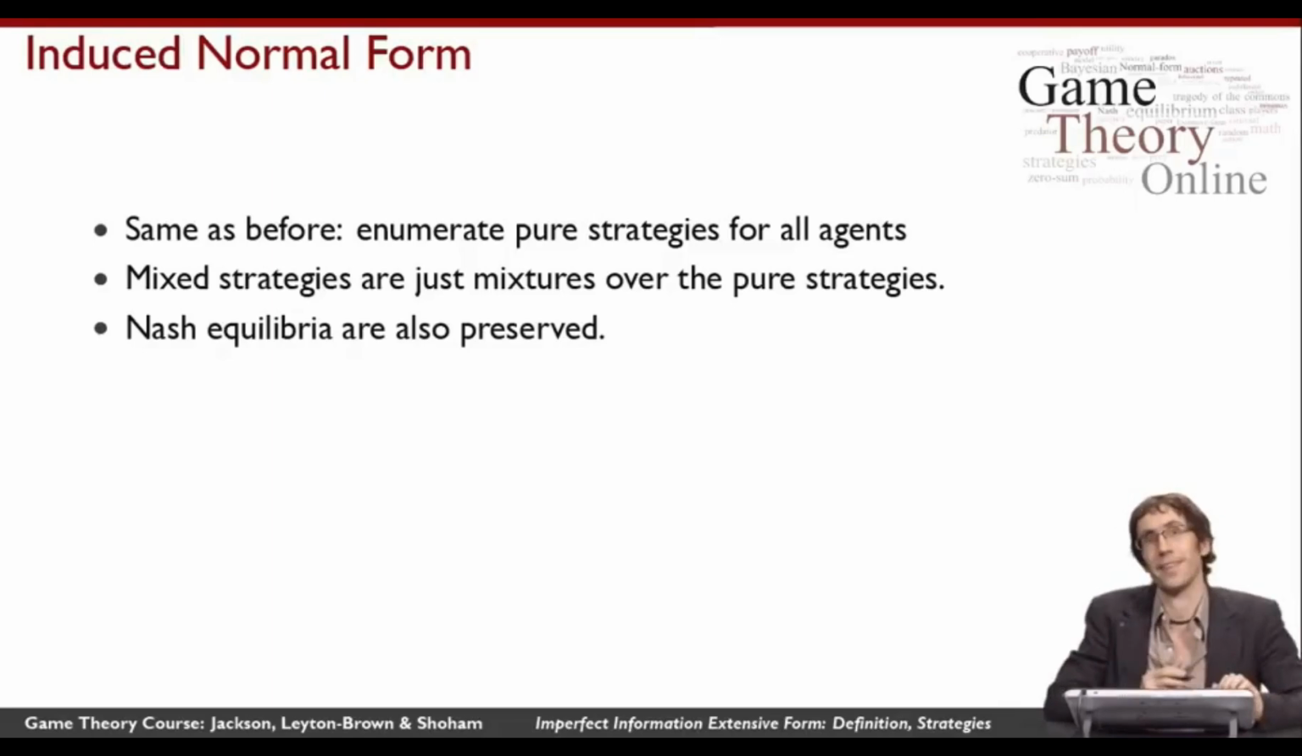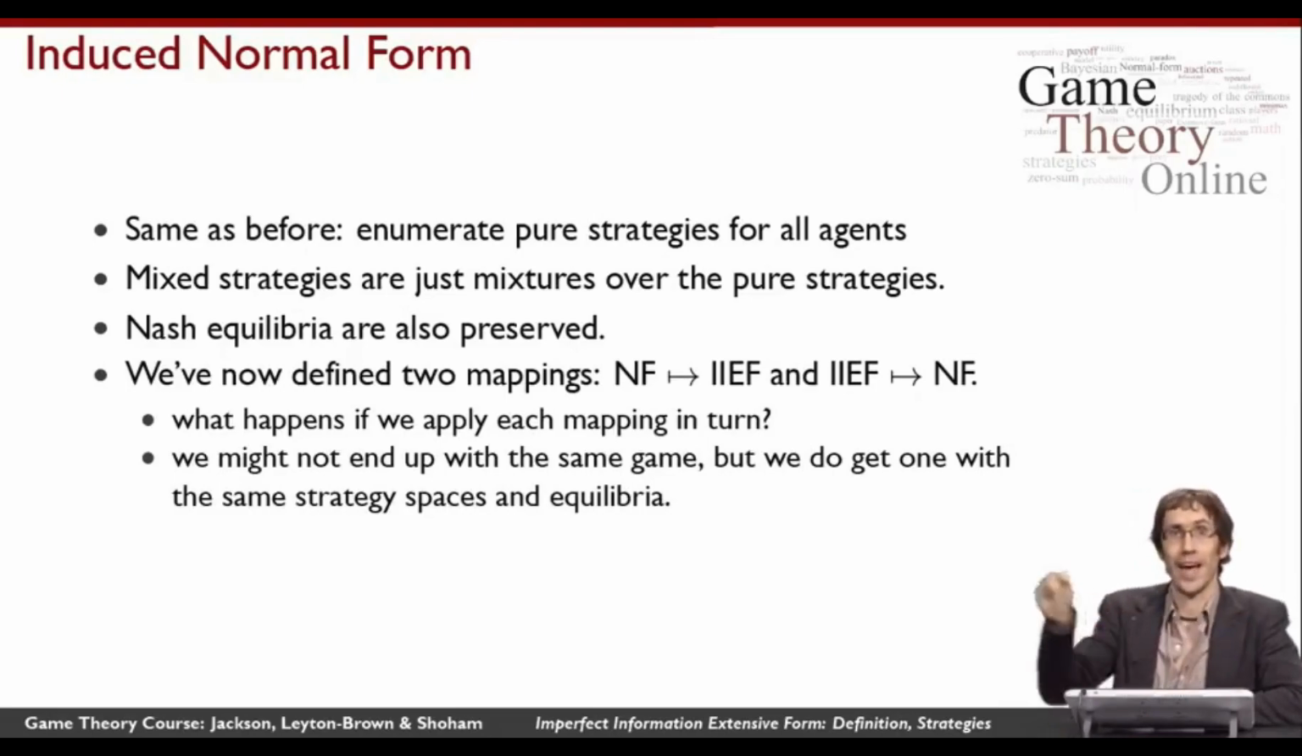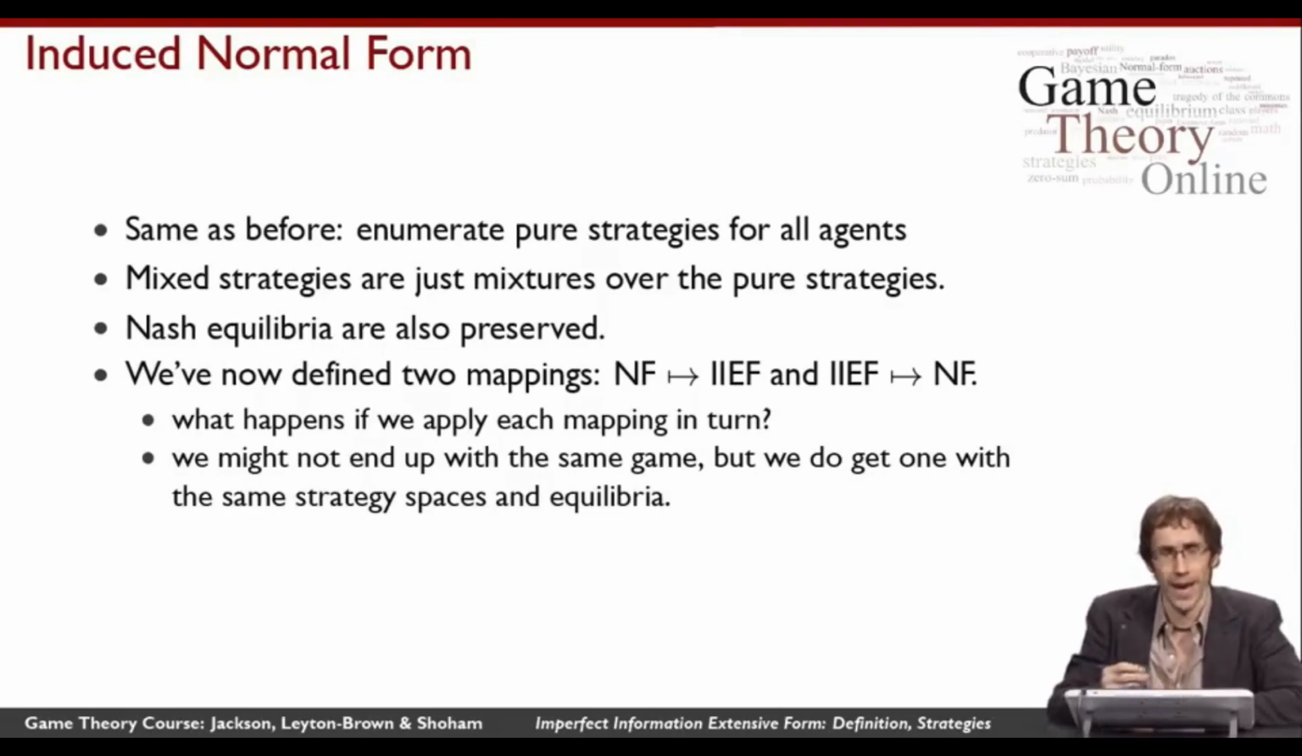Now, it's going to be the case that this transformation can make the game exponentially bigger, as it could before, even with the perfect information case. But for example, for existence of equilibrium, that doesn't matter. Now, lastly, you might wonder what happens if I take both of these transformations that I've shown you and apply them together. So for example, I could start with an imperfect information extensive form game, make it into a normal form game, and then make that back into an imperfect information extensive form game again. So you might wonder, do I end up with the same game?